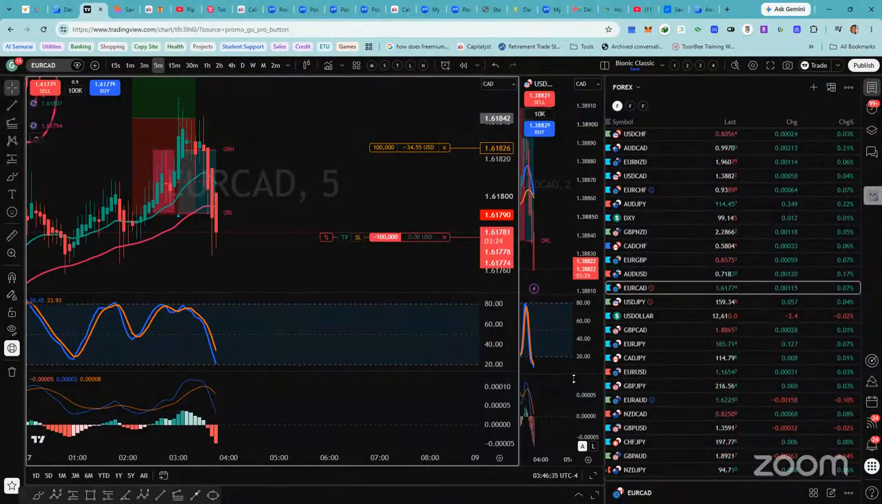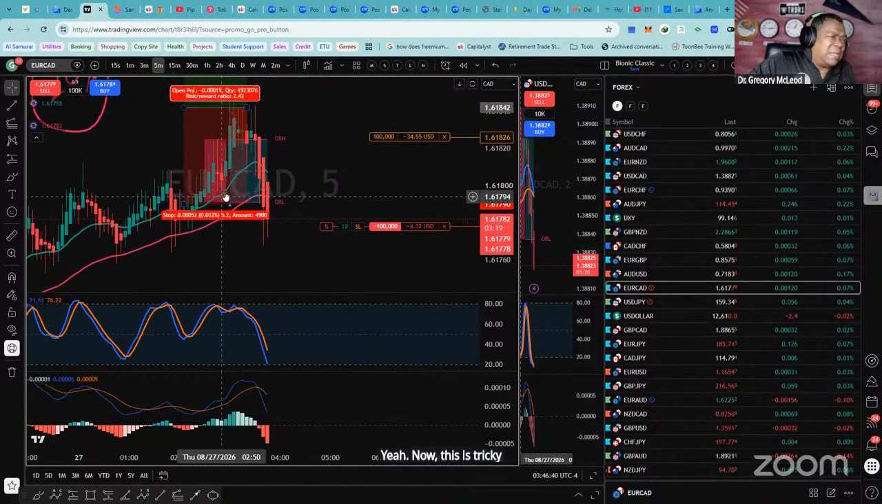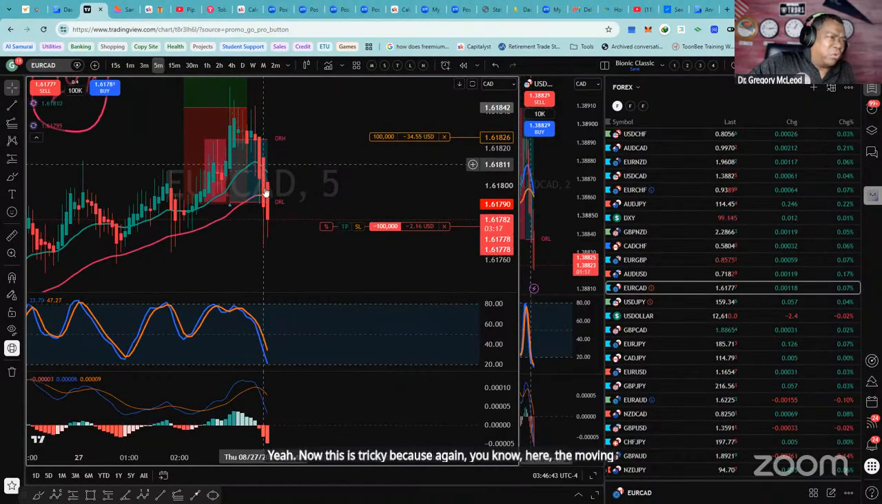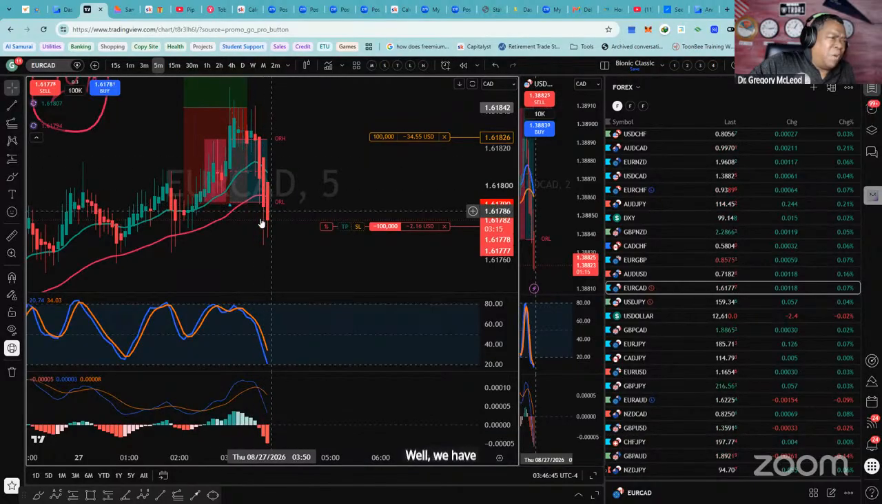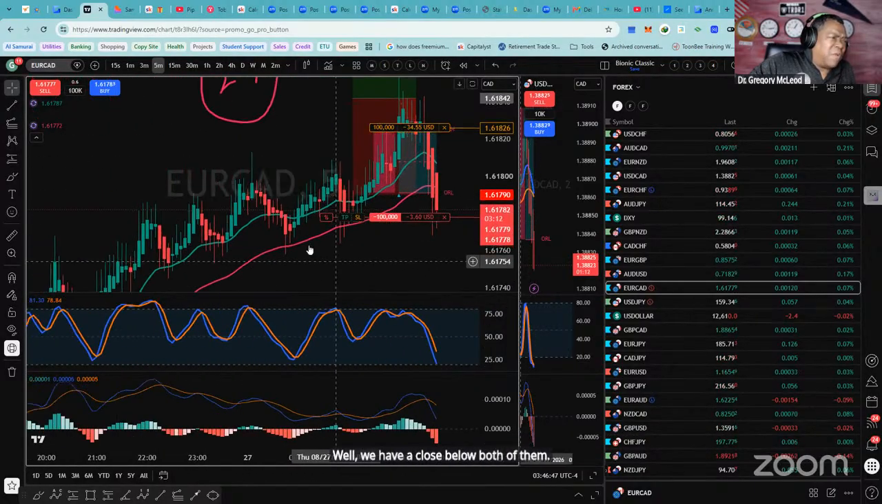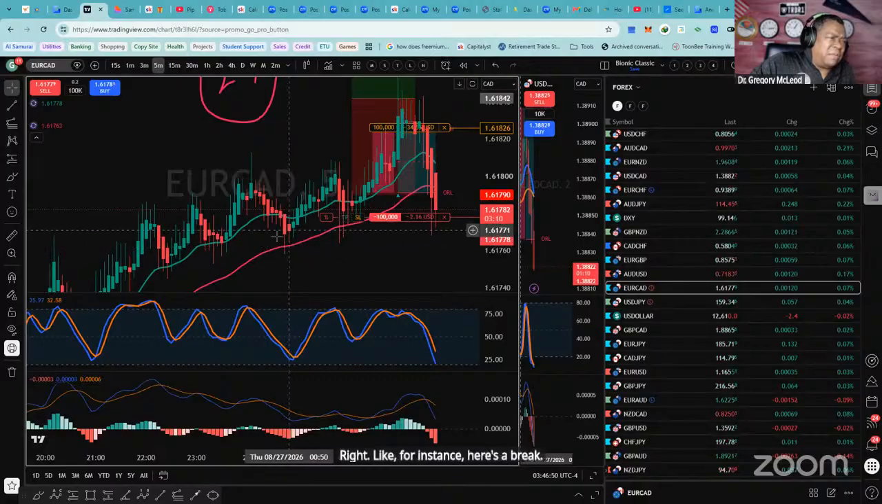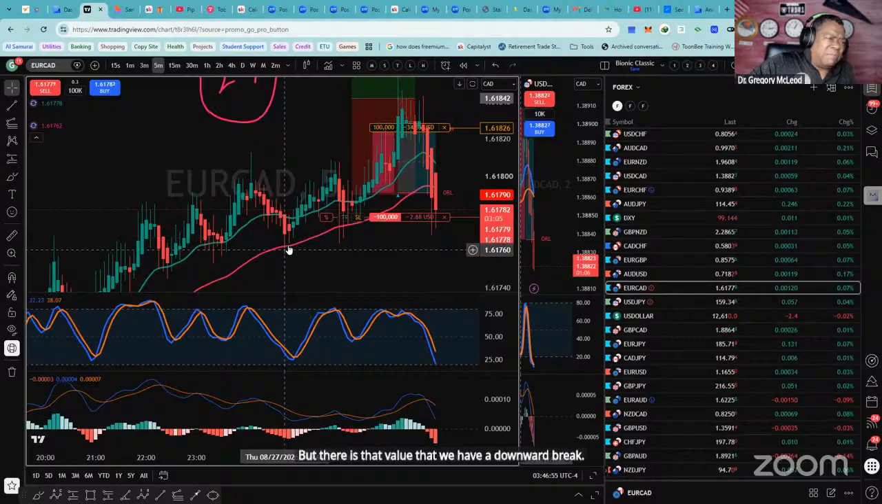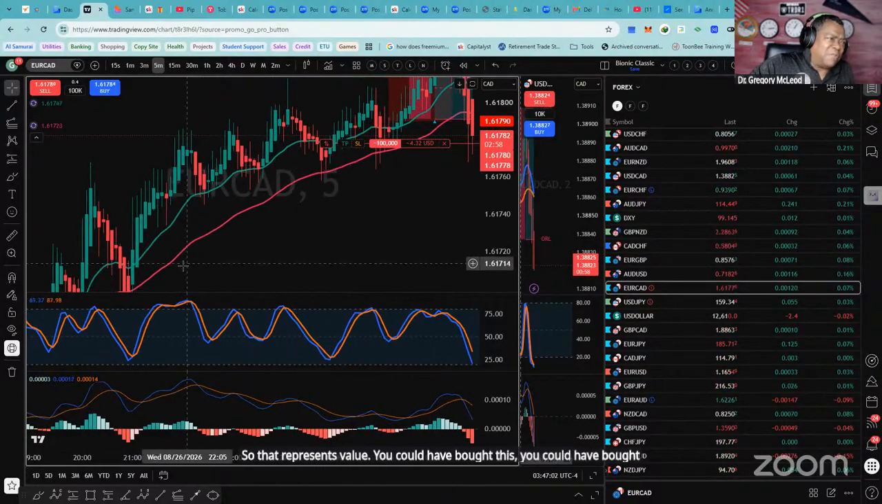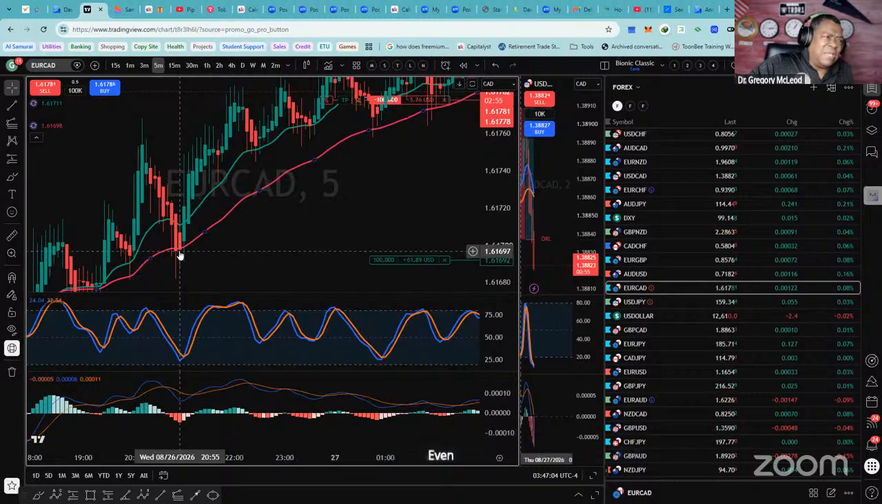It's in the green. Yeah. Now this is tricky because here the moving averages don't agree, but we have a close below both of them. For instance, here's a downward break, but it didn't close below the bigger moving average. So that represents value. You could have bought this, you could have bought these dips. Even here, it didn't close below, and this one slightly did, but you could use these wicks.